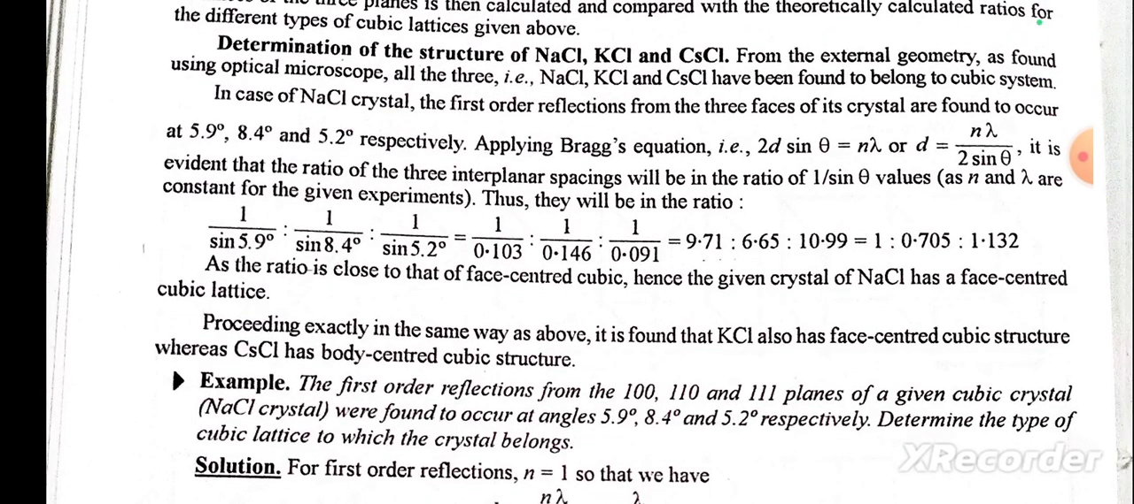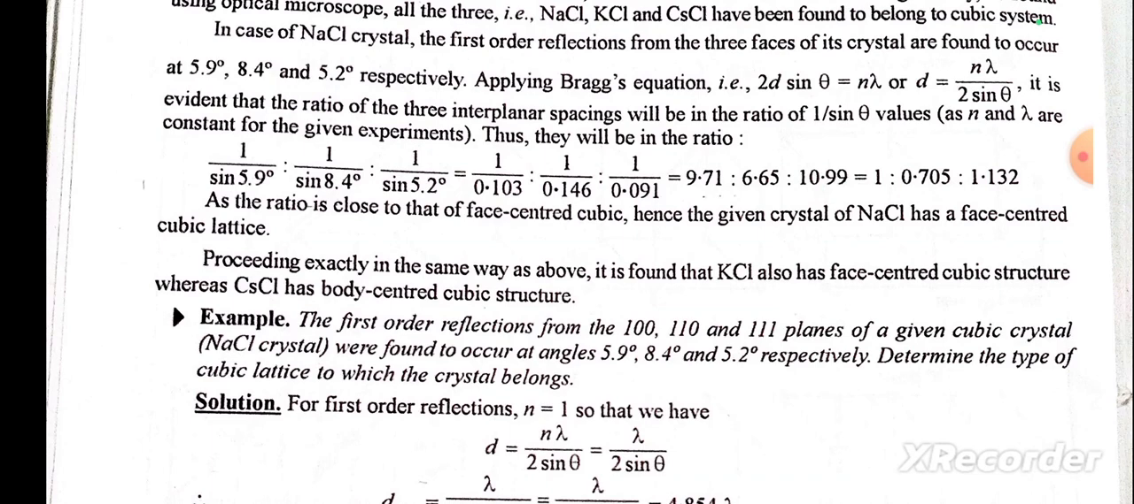Determination of NaCl, KCl and CsCl from the external geometry. It is found using the optical microscope that all three types belong to the cubic system. In the NaCl crystal, the first order reflections from the three faces of the crystal are found to occur at 5.19 degrees, 8.4 degrees and 5.2 degrees respectively.